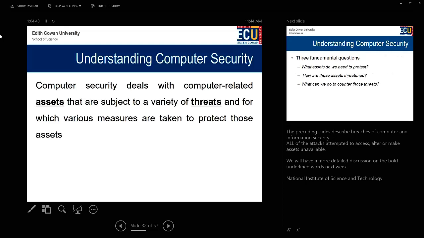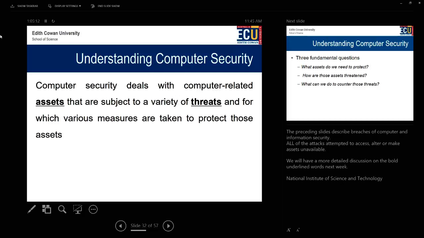So how can we understand, based on whatever we have discussed so far, what is computer security? We can understand computer security as something that deals with computer related assets that are subject to a variety of threats and for which various measures are taken to protect those assets. This is an easy definition for computer security.